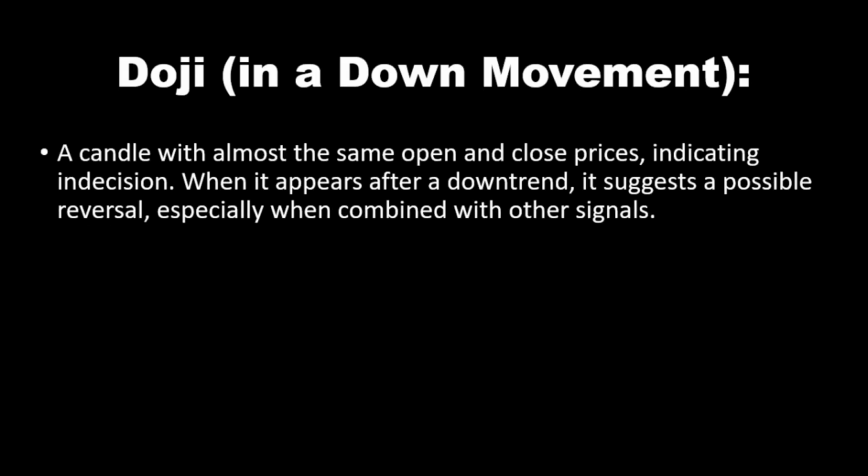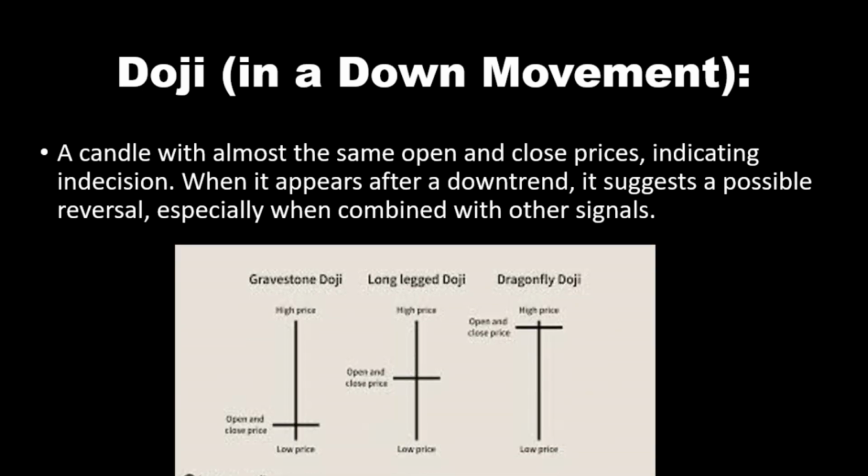Doji in a downward movement. A candle with almost the same open and close price, indicating indecision. When it appears after a downtrend, it suggests a possible reversal, especially when combined with other signals. So when you see these things, it is not fixed that the reversal must occur, but you have to wait for other signals. These are things you learn.